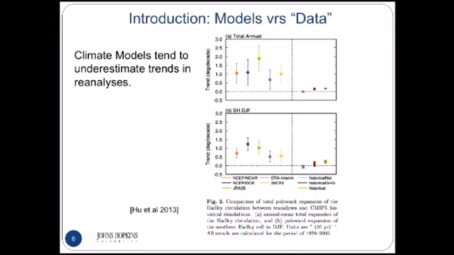Another issue is that when you compare to models, if you run the models with increasing greenhouse gases, the models do show an expansion. But this is a plot showing the multi-model mean down here, and these are the various reanalyses. This is for the total, and this is Southern Hemisphere and DJF. There's uncertainty in the reanalyses, but they're all up here, around 1 degree per decade, while the models are down around 0.1 or 0.2. So the models are underestimating the observed trends.